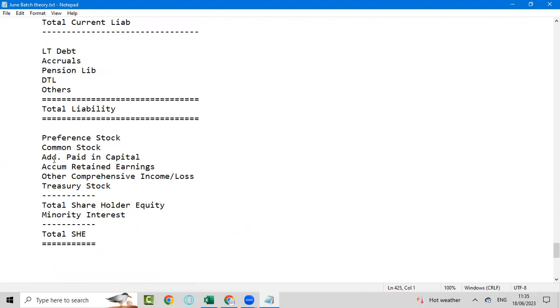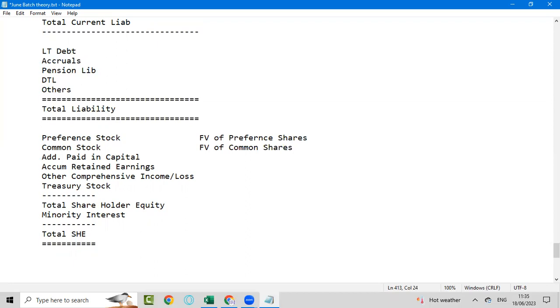Now let's discuss what these items are. What is preference stock? Preference stock is the face value of preference shares. And what is common stock? Face value of common shares.